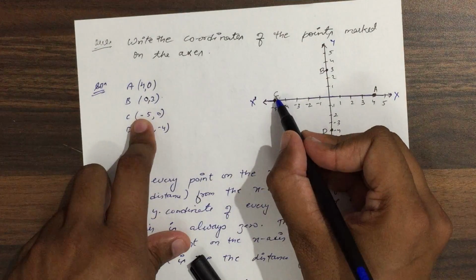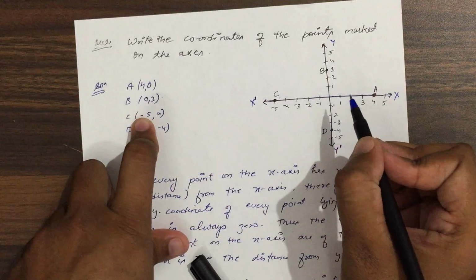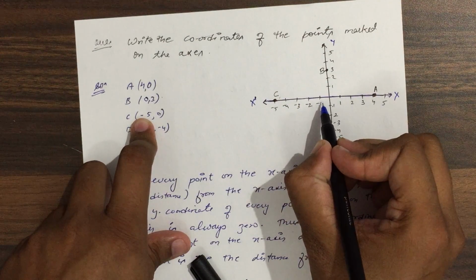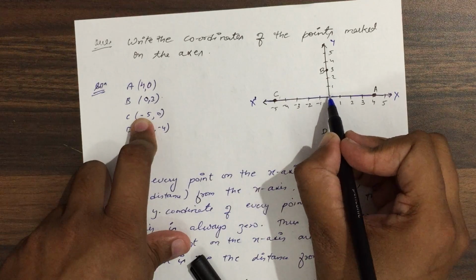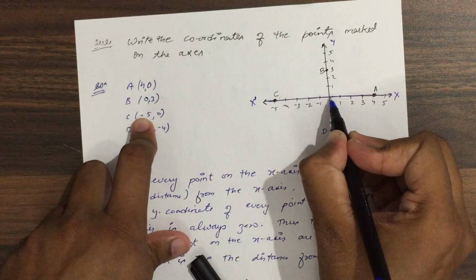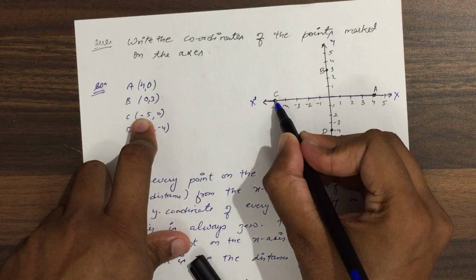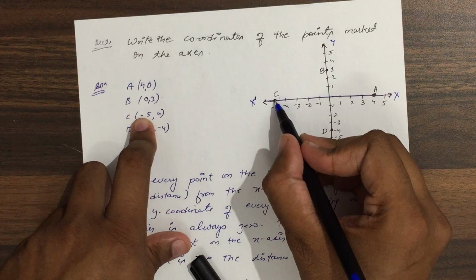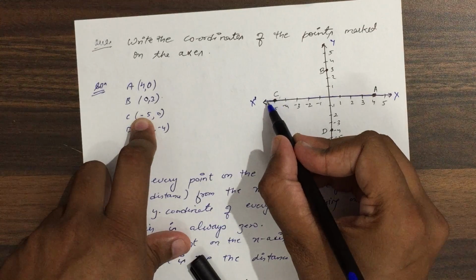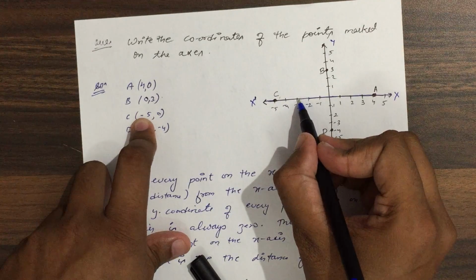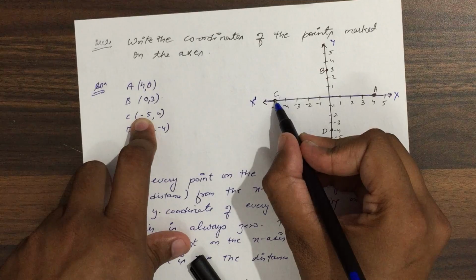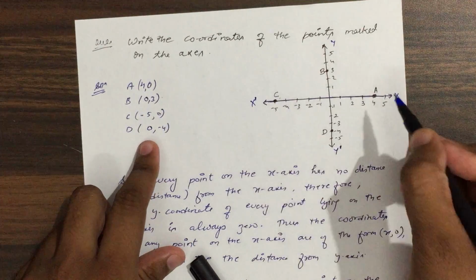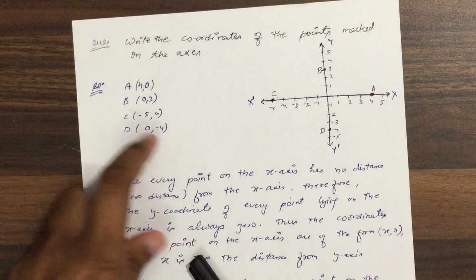Let us take point C. First, we will find the x coordinate. The x coordinate is the perpendicular distance from the y-axis, so its perpendicular distance will be -5. So the x coordinate will be -5. And the y coordinate is the perpendicular distance from the x-axis. It already lies on the x-axis, so its perpendicular distance from the x-axis is 0. So this coordinate will be 0. Similarly, point D is (0, -4).